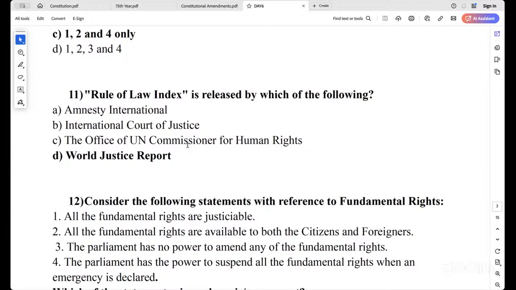What is India's rank in the rule of law index? See, it is 79 out of 142 countries. It is 79th rank.